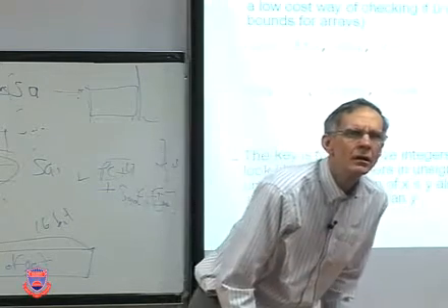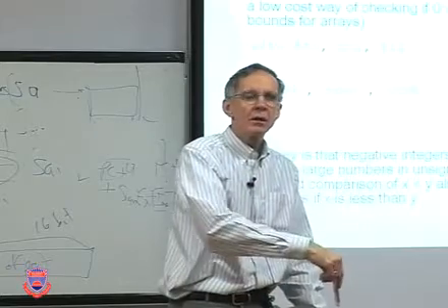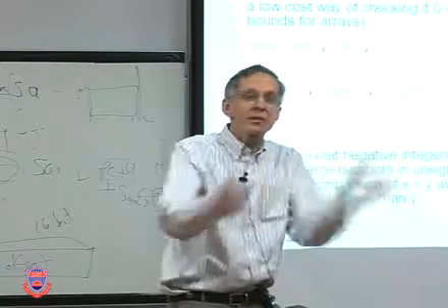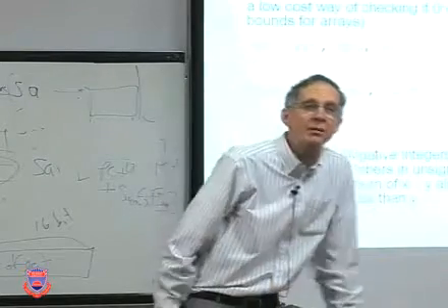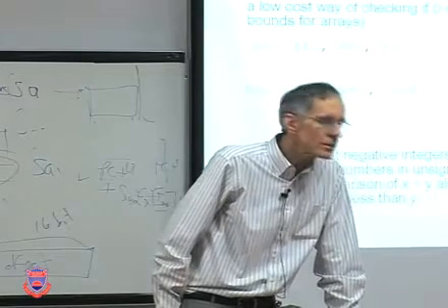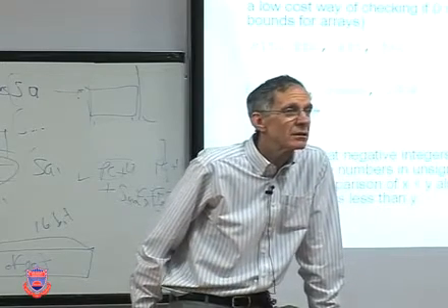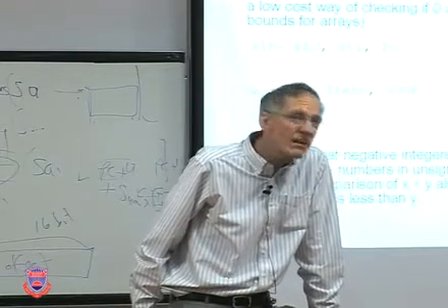Java throws an exception if you're out of bounds. Java checks the bounds, so you don't have to write any code to check your own bounds, do you? C crashes. Why does Java check the bounds? Because if it didn't, Java would crash too.